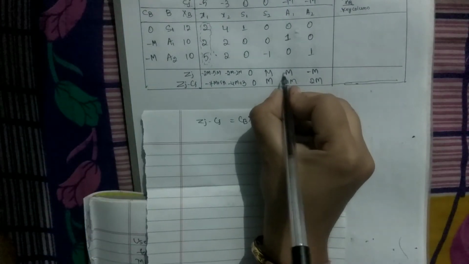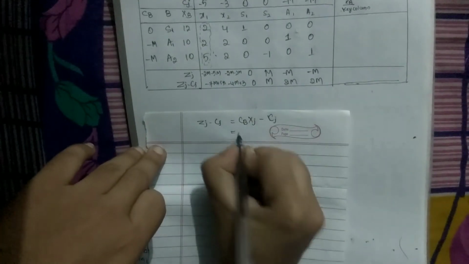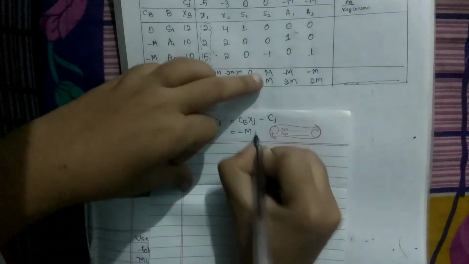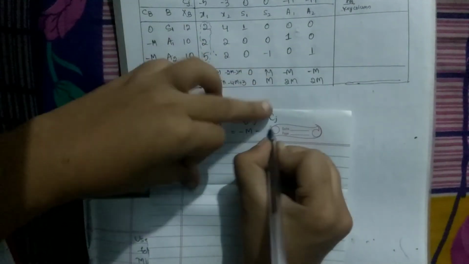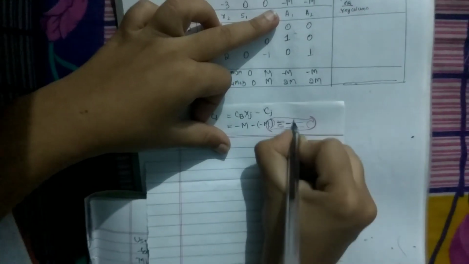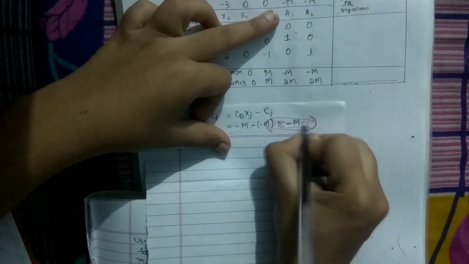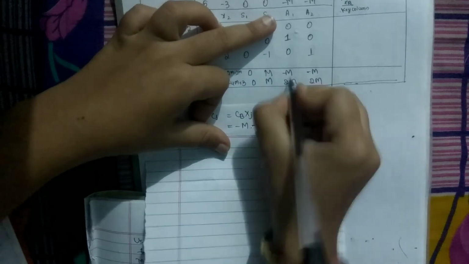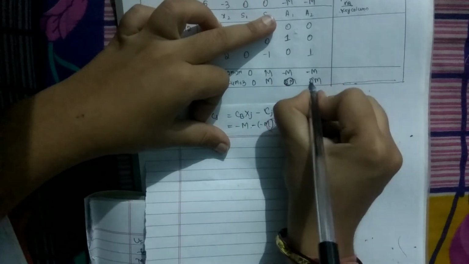Here minus m is there, so minus m minus, as it is Cj is minus m, becomes minus m minus into minus plus becomes 0. Here is 0, here also becomes 0.